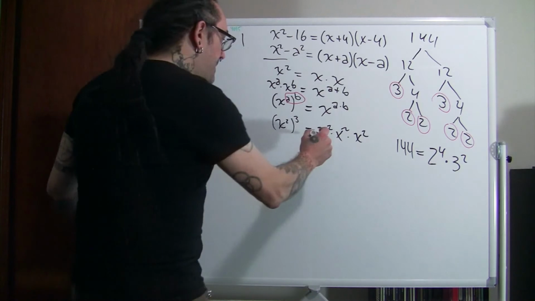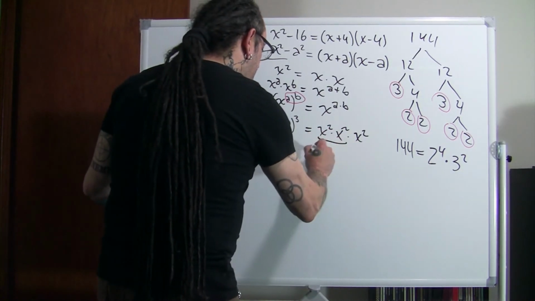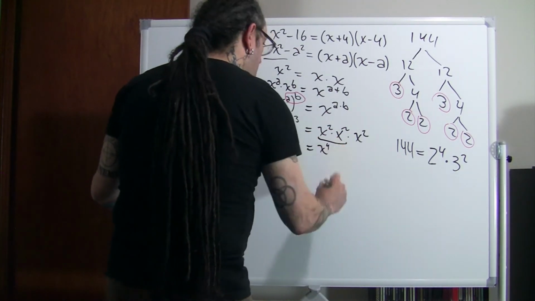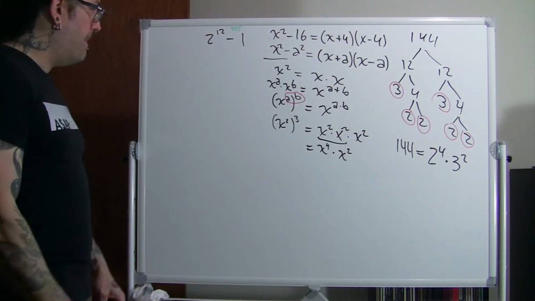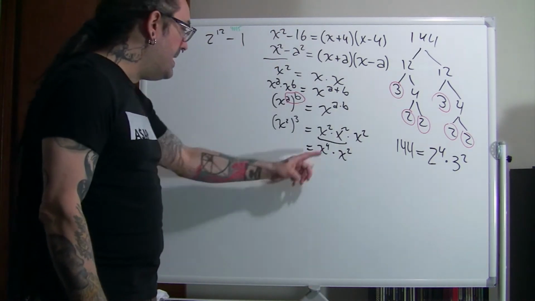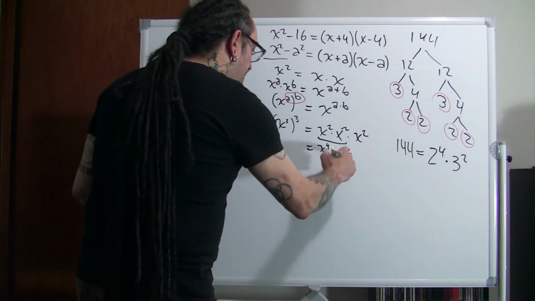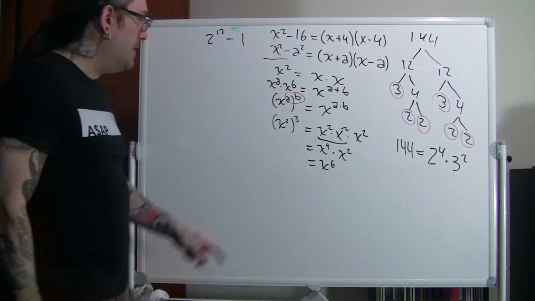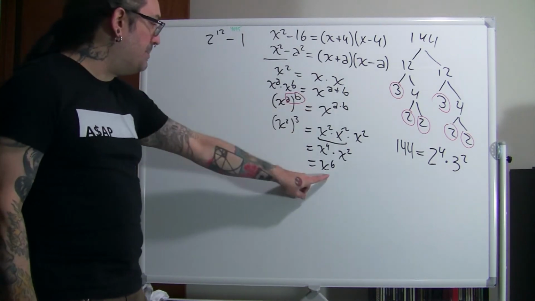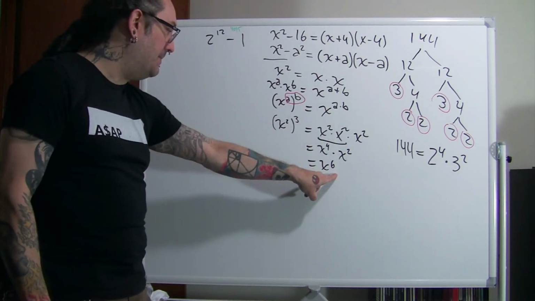So this bit here gives me x to the 2 plus 2, which is 4, times x squared. Then I use this rule again. I add the exponents. X to the 4th times x squared is x to the 6th. The shortcut is you multiply the exponents. 2 times 3, 6. That's why this works.